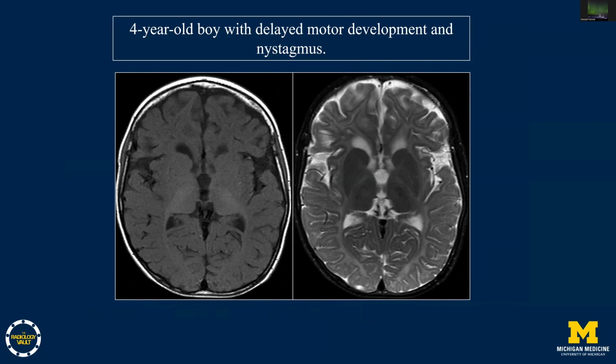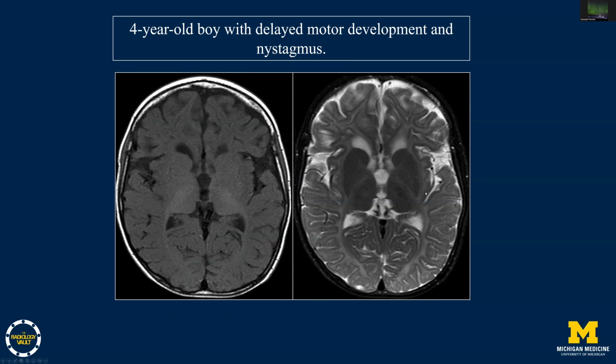So this is a 4-year-old boy. 4 years is definitely older than what we would expect the myelination to be complete. He presented with delayed motor development and some nystagmus. And these are the T1 and T2 weighted images in him. And we can see something which is very striking. And that striking is, of course, there is no myelin on T1 weighted image. Nothing in the central part, nothing in the periphery.